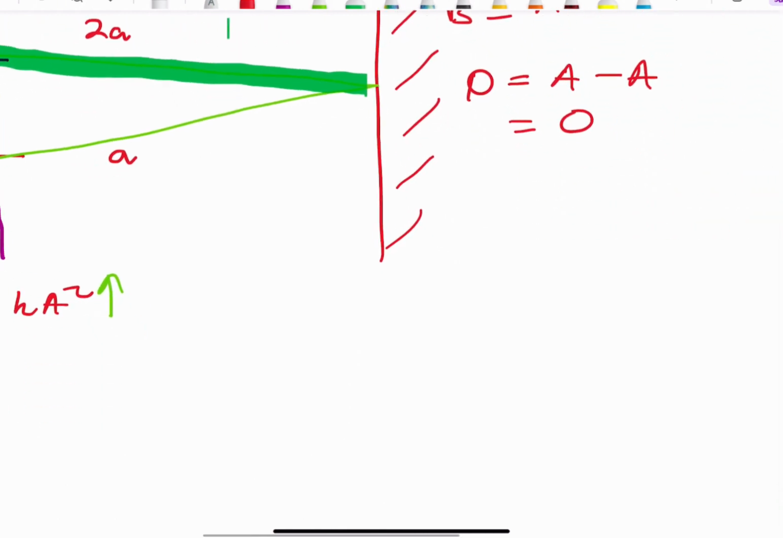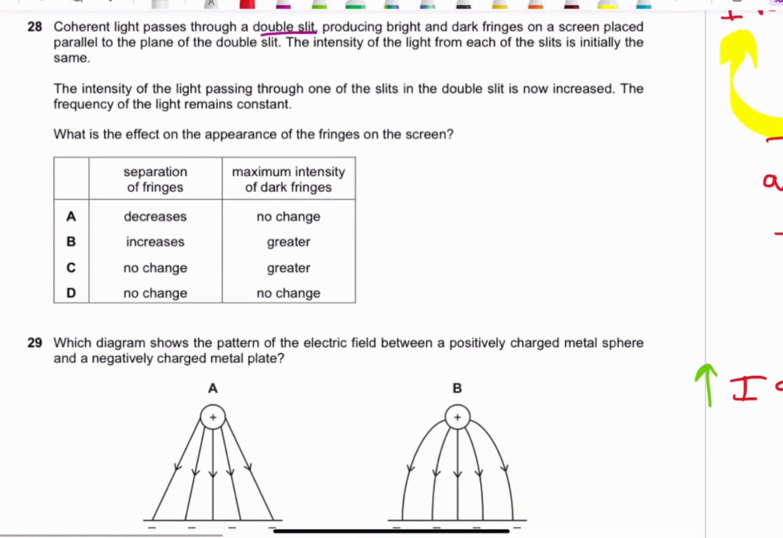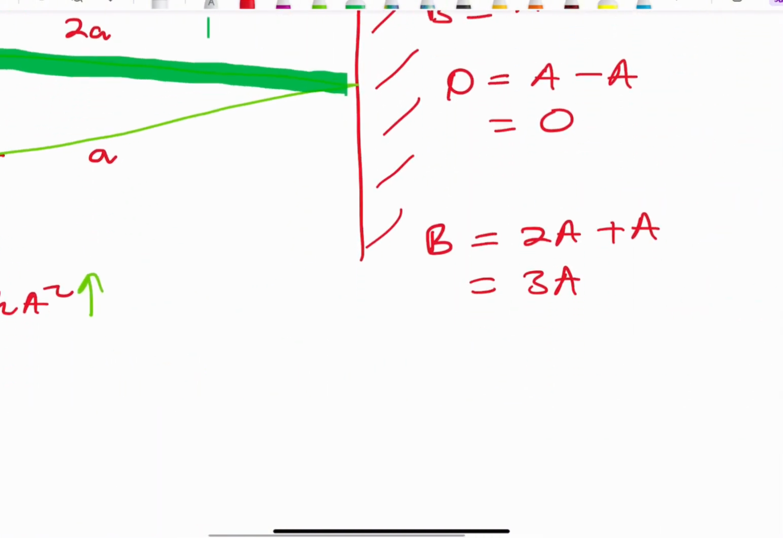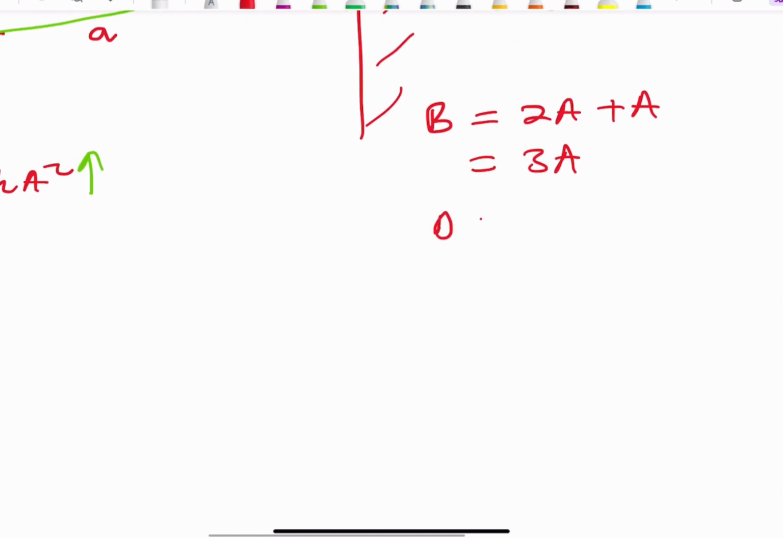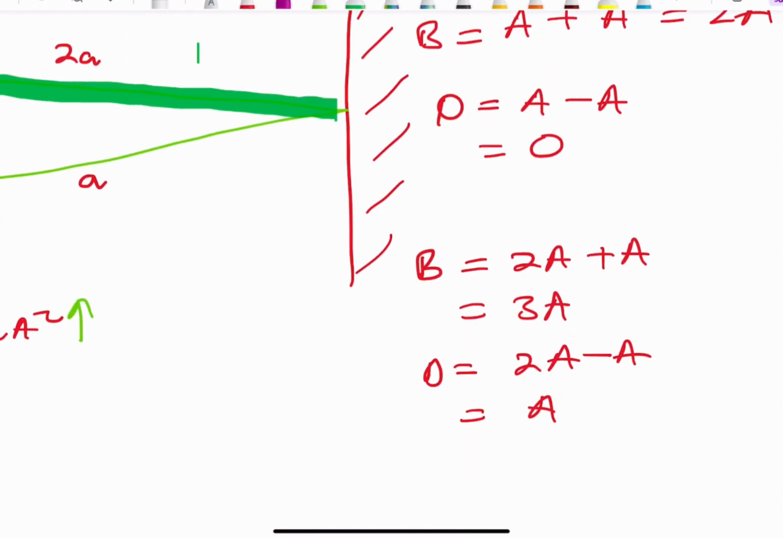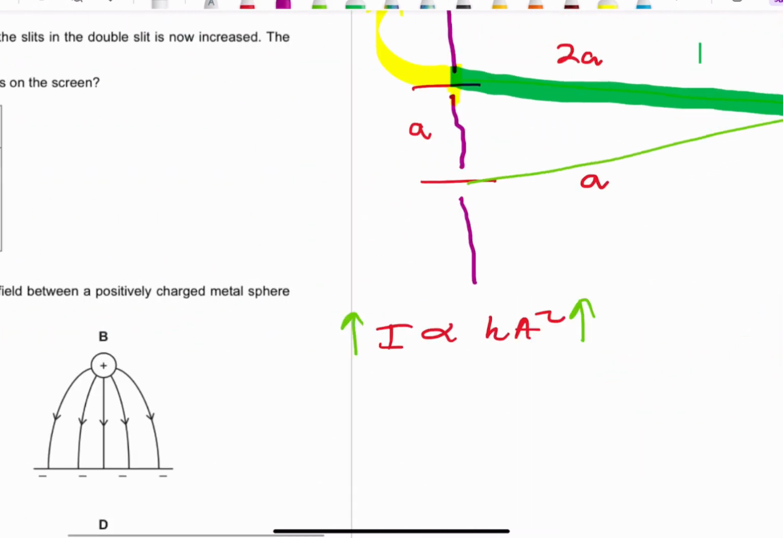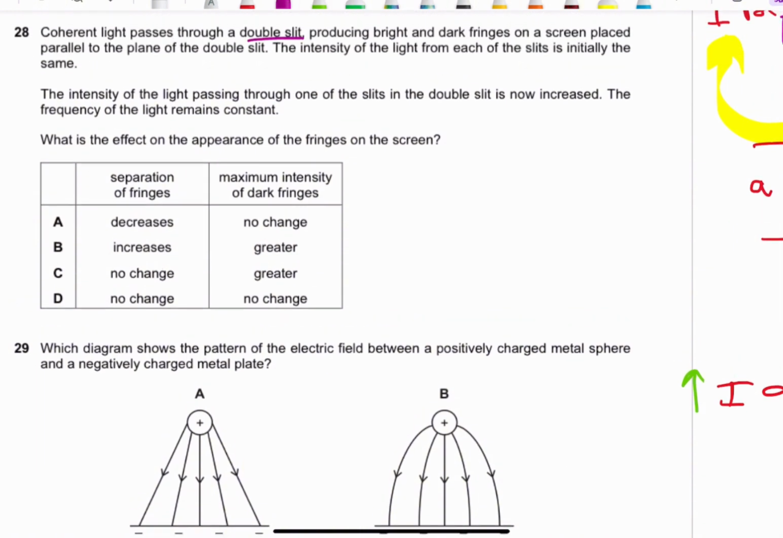So we can now say, for me to have a bright fringe, it's going to be 2a plus a. That's going to be what? 3a. So the bright fringe is going to be brighter. So the maximum intensity of the bright fringe is going to be brighter. If I go to dark fringe, 2a minus a, which is going to be a. So I once had 0, but now I have a. What does it mean? The minimum intensity of dark fringes is going to be greater.